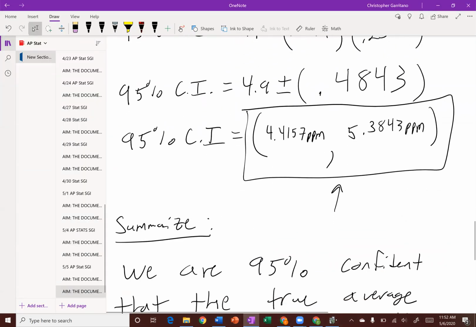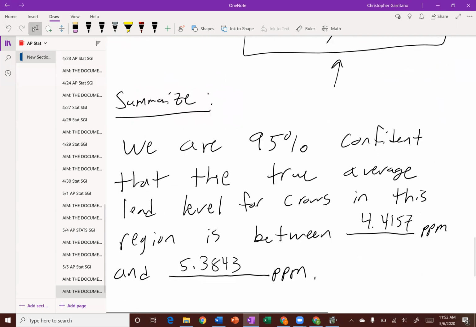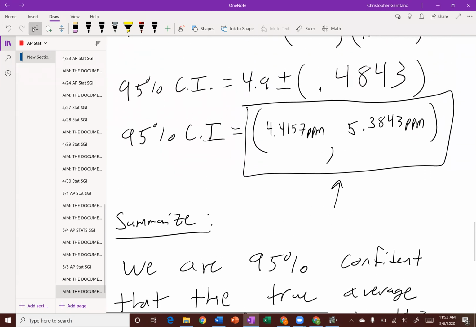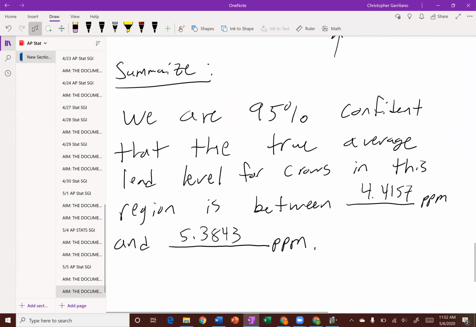All right, ladies and gentlemen, so just remember, anytime you're doing an inference procedure: plan, justify, show, summarize.